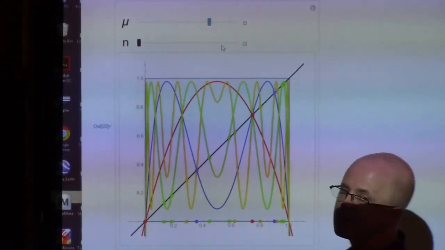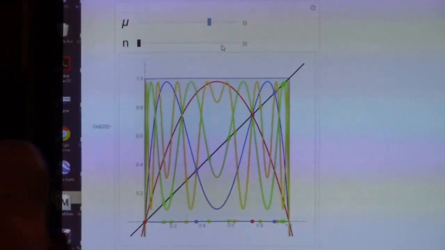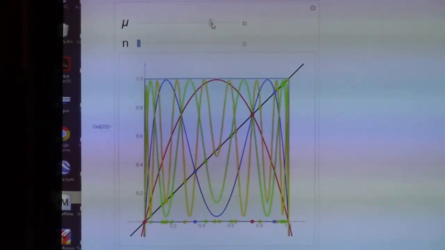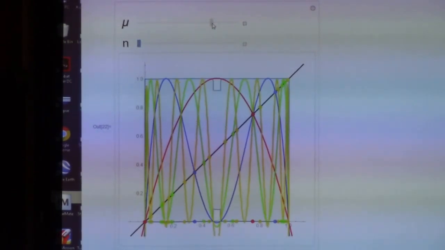1, 2, 3, 4, 5, 6. There's two orbits of period 3 there. We didn't really talk about period 3 before. Actually, period 3 implies chaos, and that's the name of a famous paper. When you see a period 3, there is chaotic behavior going on.